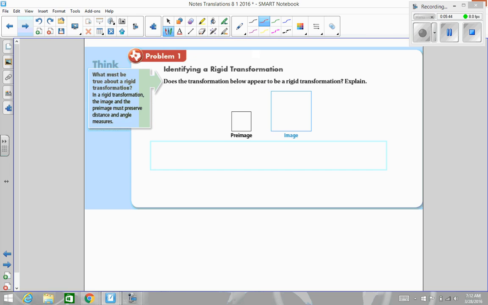All right, so a rigid transformation. A rigid transformation is a transformation, if you went back to the definitions that you recorded and wrote down at the very beginning. So we have a pre-image and we have an image, and we're asking, is this a rigid transformation? If it's rigid, then the two figures are congruent. Their angles are congruent, their sides are congruent. So is this a rigid transformation?